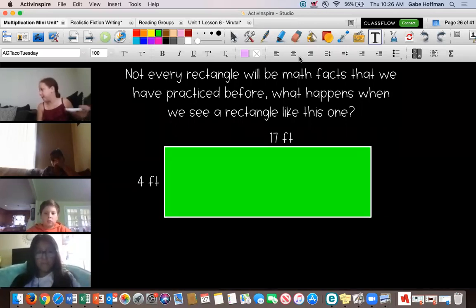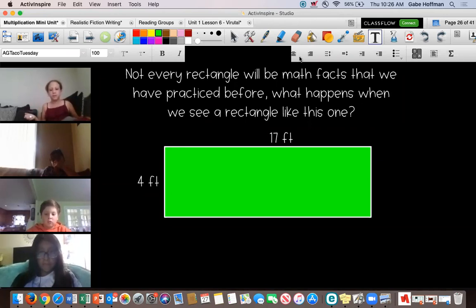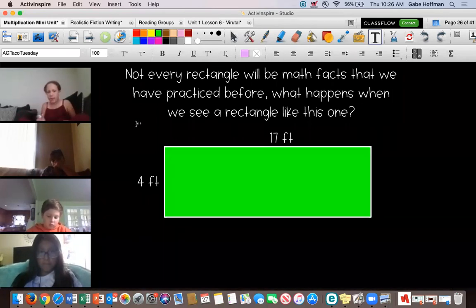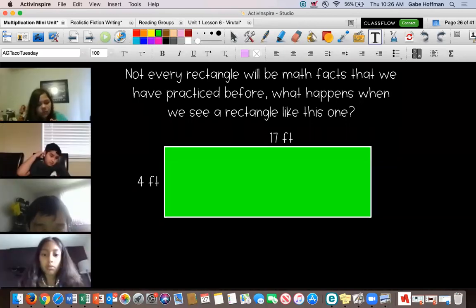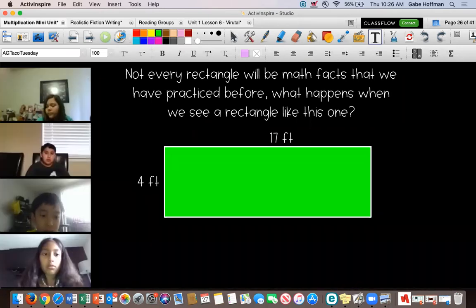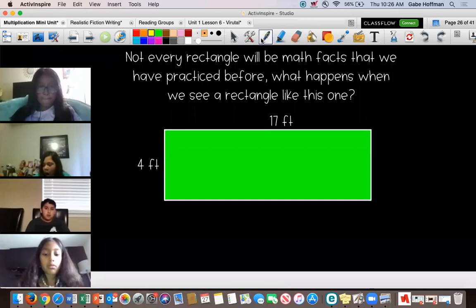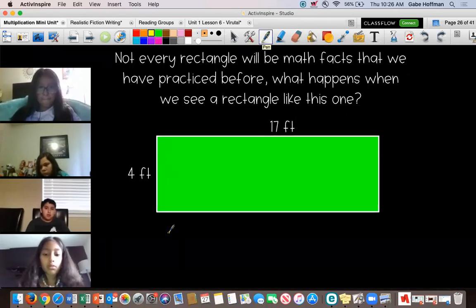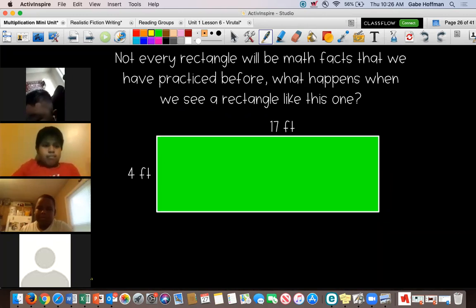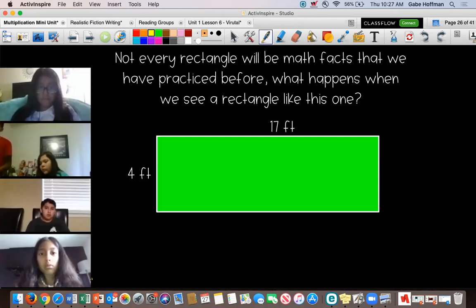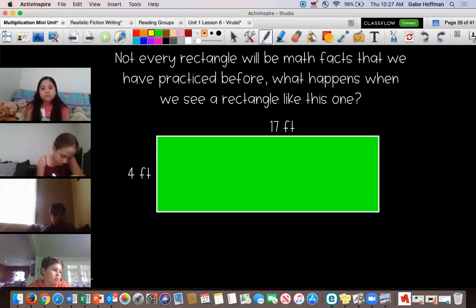Who can tell me the equation we're going to write down to help us find the area of this problem? Who can fill me in? What's the equation we're going to write down? Henry, what are we going to do to solve the problem? We know that 17 is at the top, so we put it on the bottom too, and the 4 we know is on the side, so we put it on the other side, so the addition is 17 plus 17.